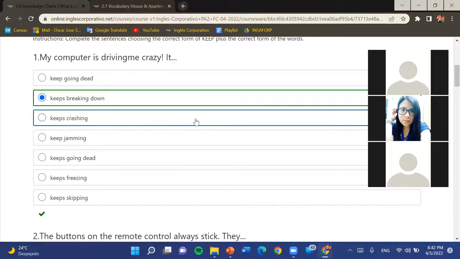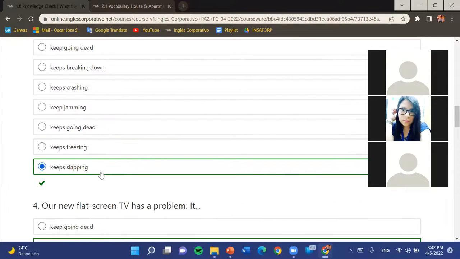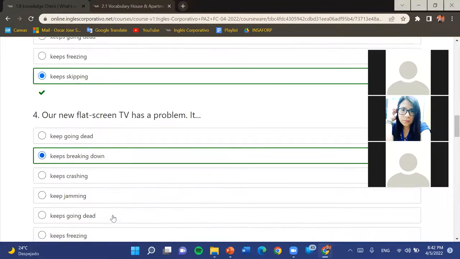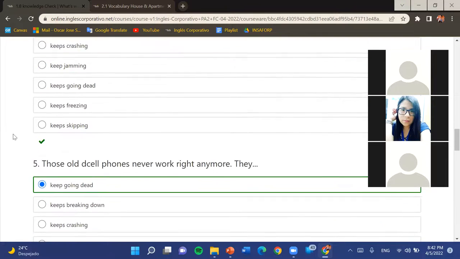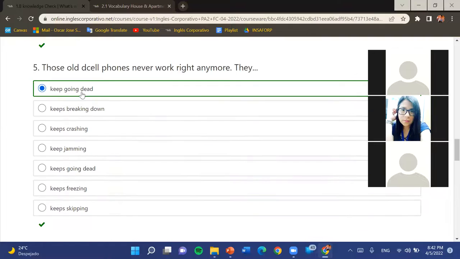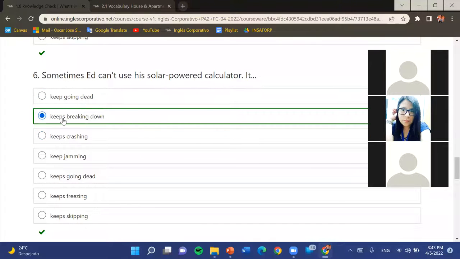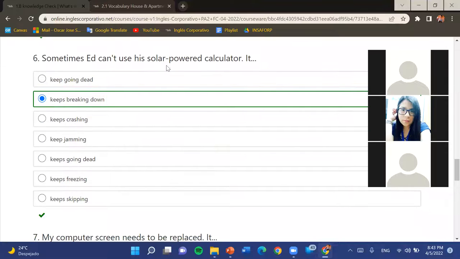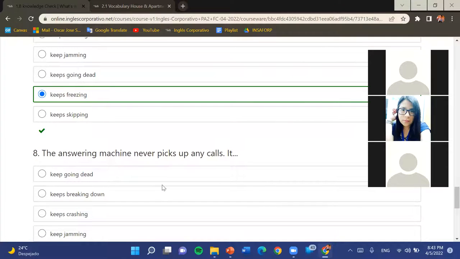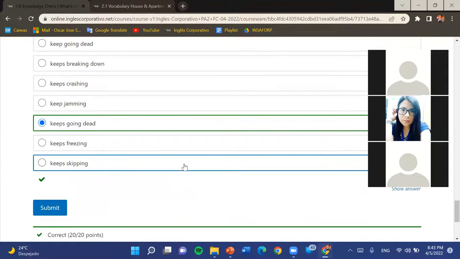That would be keeps breaking down for number one. Keeps jamming for number two. Keeps skipping for number three. Keeps breaking down for number four. Keep going dead for number five, because it's a plural. Then for number six, it will be keeps breaking down, because we're talking about the calculator. And number seven, it will be keeps freezing. And the last one would be keeps going dead.